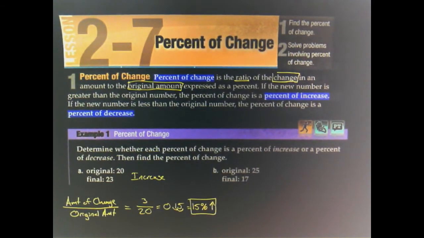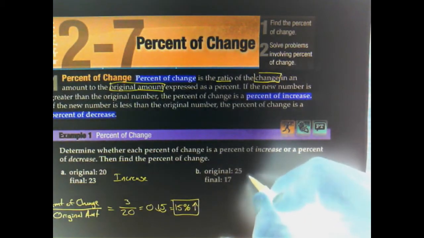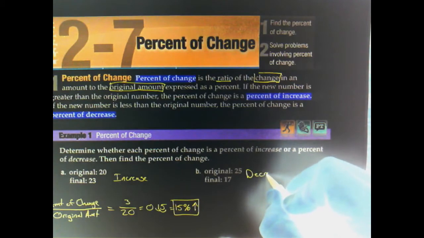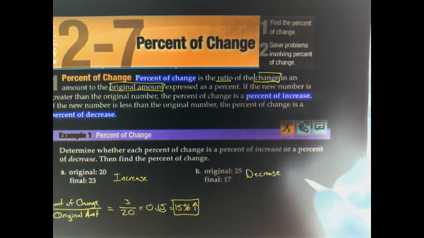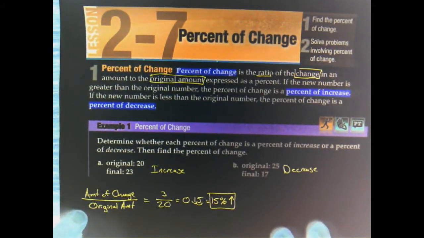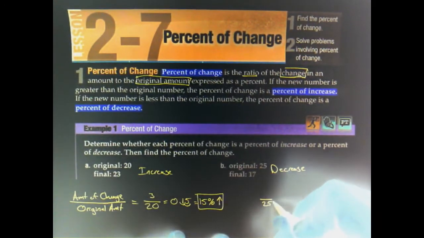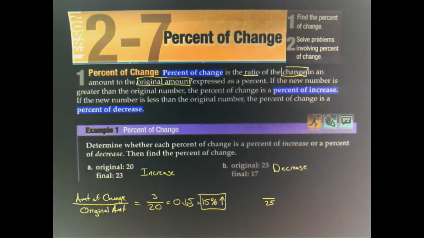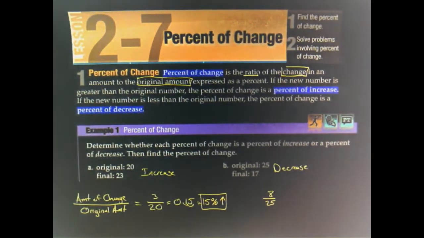If we take a look at B, another example, here our original is 25 and our final is 17. Well, 17 is less than 25, so this would be a percent decrease. So whatever we are talking about is going down, decrease. So again, our percent change is the amount of change over the original amount. On the bottom, we know we're going to have 25. And how much did it go down from 25 to 17? That would be 8. Down 8.